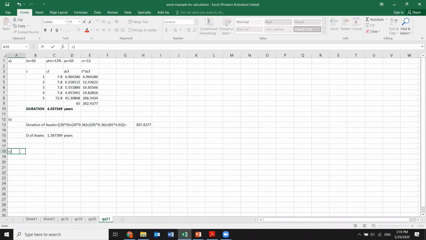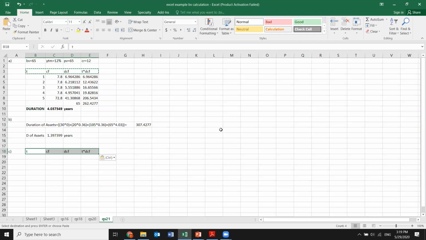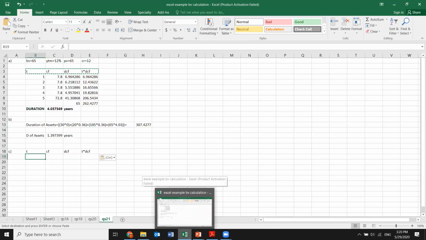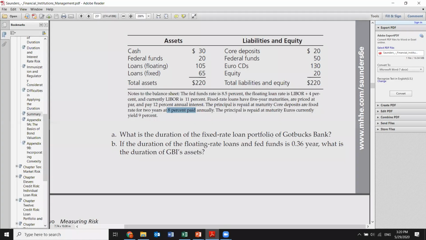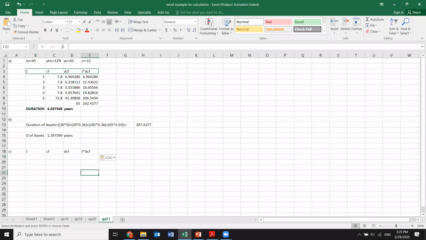Now look at it. Eight, very good. So we have the core deposits and the YTM is equal to 8. Time is how many years? I need to check it. It's 2 years. The core deposit is annual, but for 2 years, it's not semi-annual. Okay, just 2 years. It's even quicker than we think.